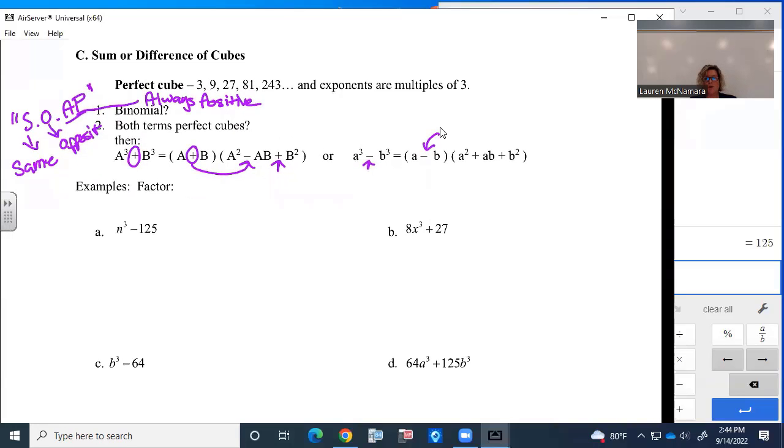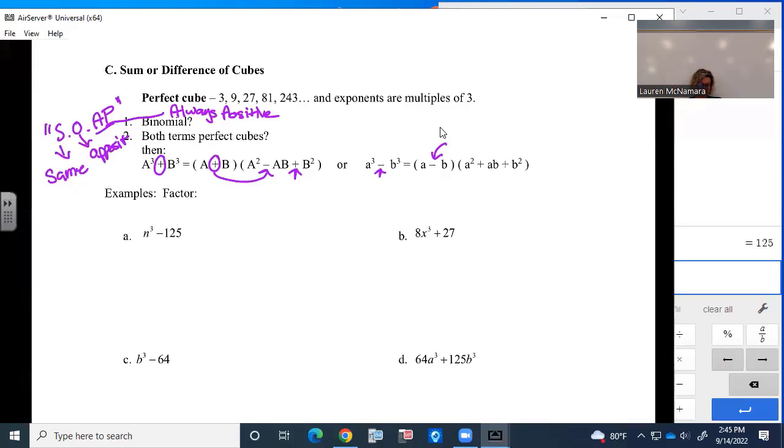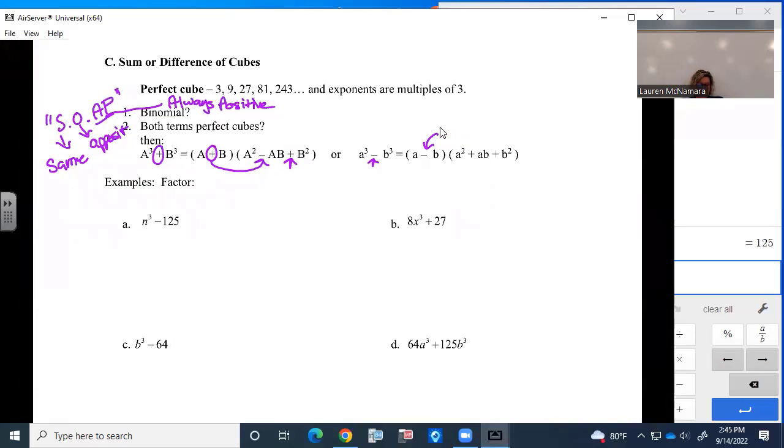All right, so that's how you do your binomial times your trinomial. So these are your patterns. You follow this pattern every single time. All right, perfect cube minus a perfect cube. So binomial times trinomial, same sign minus, opposite sign positive, and the last term is always positive.